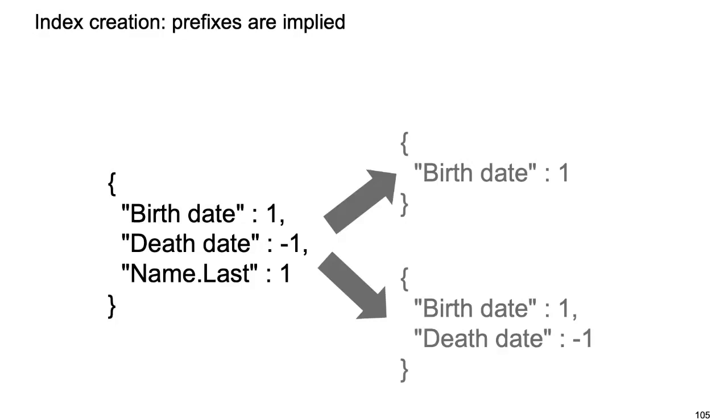Because if you have the index on the left, birth, death, name last, you don't need those on the right. You get them for free, right? All the prefixes on the first keys of an index, you get for free. So that would save you a lot of space to not have to build those on the right. Okay. So this is the end of the MongoDB lecture.